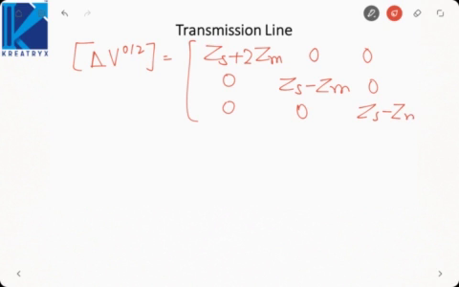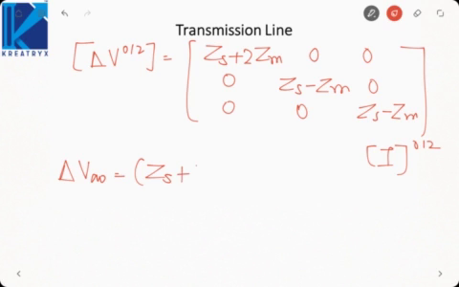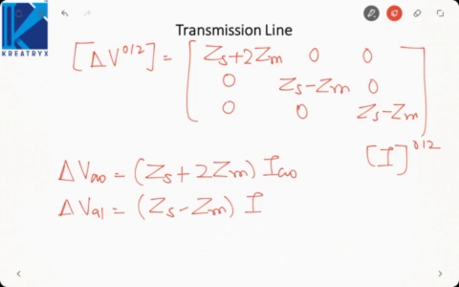So now if you see, the off diagonal terms which represented mutual impedances are gone and only the diagonal terms remain. That is, we have removed the mutual coupling between the equations. So we can directly write delta VA0 is Zs plus 2Zm into IA0. Delta VA1 is Zs minus Zm IA1. Delta VA2 will be Zs minus Zm IA2.